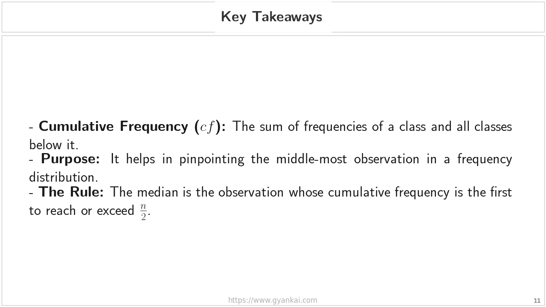Finally, I want you to memorize this golden rule for finding the median. The median is the specific observation, or the value of X, whose cumulative frequency is the very first one to reach or exceed the value of n divided by 2. Just remember, find your total number of observations, divide by 2, and look for the first cumulative frequency that meets or surpasses that target. If you can master these 3 points, you are well on your way to mastering discrete data analysis.